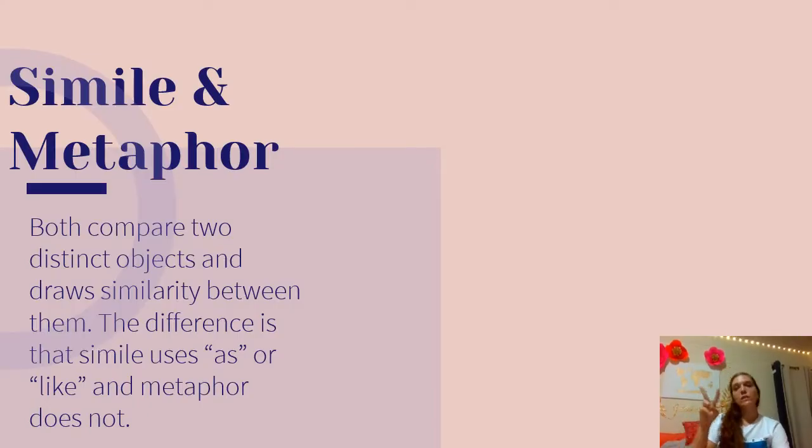Let's see the next one. Okay, the next one has two. These are similes and metaphors. These are two comparison ones. Okay, look what it says. Both compare two distinct objects and draw similarities between the two. The only difference is that similes use the word as or like, and metaphors do not. Okay, so big point on this one. You need to put this in your notes. Similes are comparisons of two objects, and metaphors are comparisons of two objects. They're both comparisons of two objects. It's just that similes use as or like in their comparison. Let's see what we're talking about.